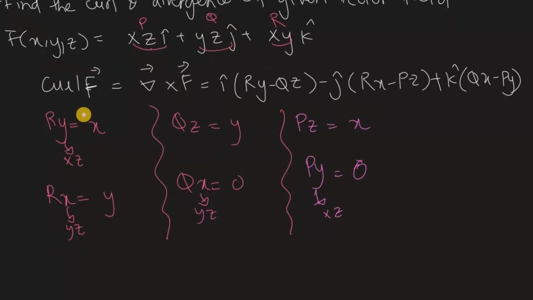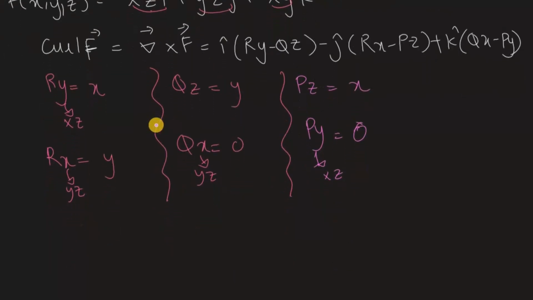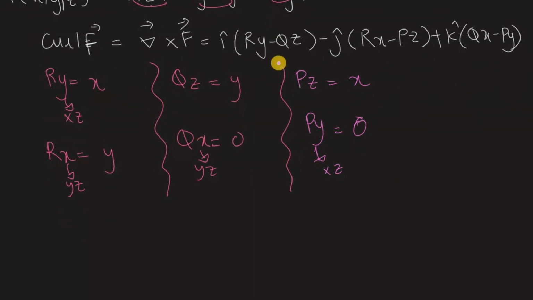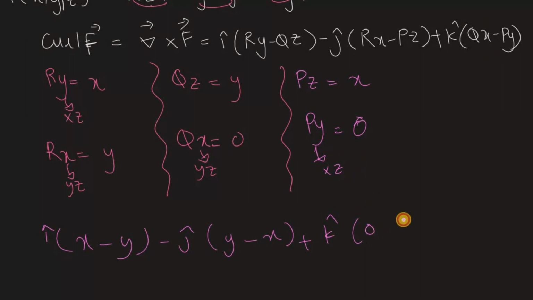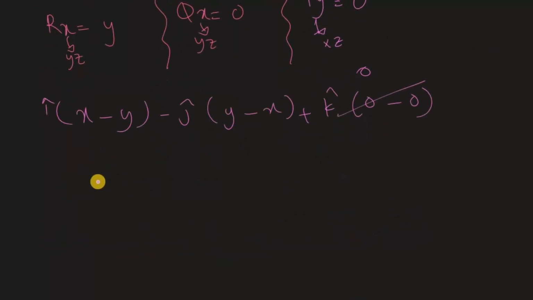Alright, let's continue. So now we have all the pieces needed to find the curl. Now the only thing needed is to plug into the formula. So r of y, that's x minus q of z, where q of z is y, I hat, negative j hat, r of x minus p of z, plus k hat, q of x, that's a 0, minus p of y, that's 0 as well, so this whole thing is 0. So the curl of f is finally (x minus y) i minus (y minus x) j, and that is the final answer.